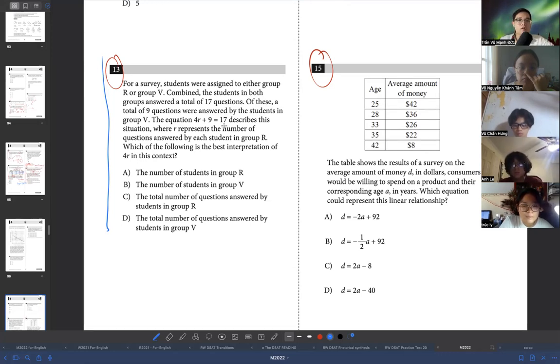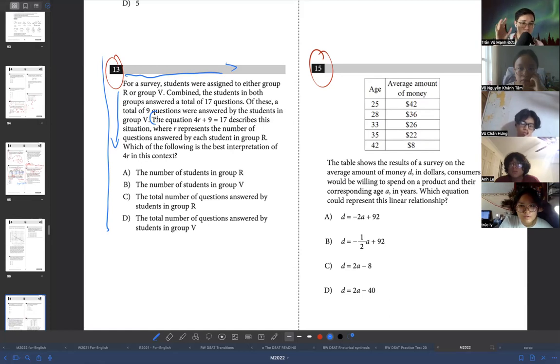All right, let's see. I would assume that you read from top to bottom, right? If you read this and you read down, is that how you read or process this question? No, I read from the equation 4R plus 9 equal to 17. Okay, so you are a bit selective because there's an equation here, so you focus on that.